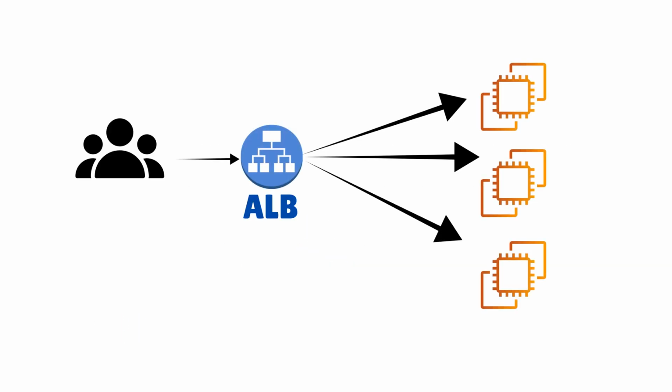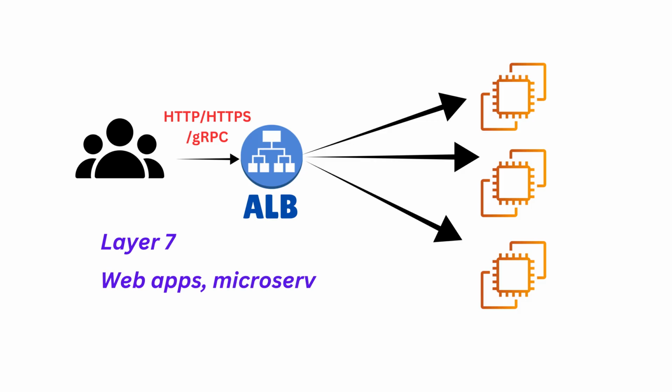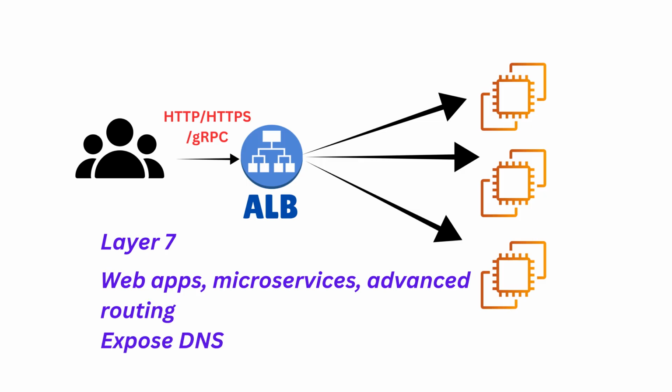Application Load Balancer works at Layer 7, supporting HTTP, HTTPS, and gRPC. It's best for web applications, microservices, and advanced routing like path-based or host-based routing. And it also exposes a DNS hostname.